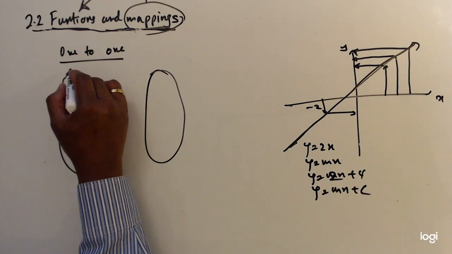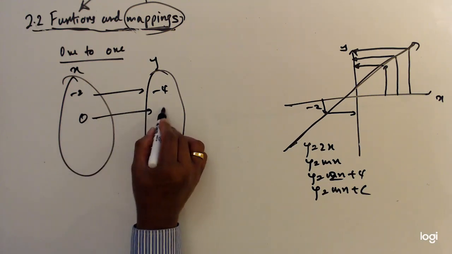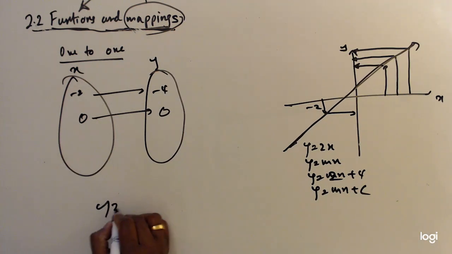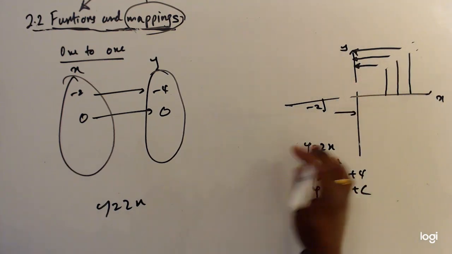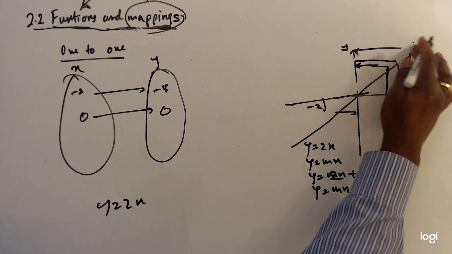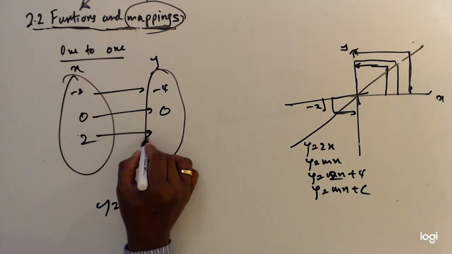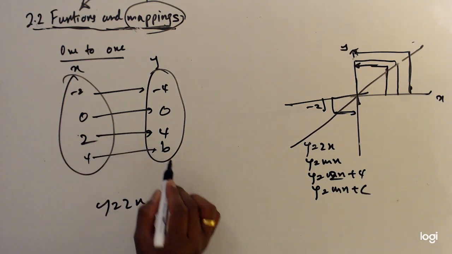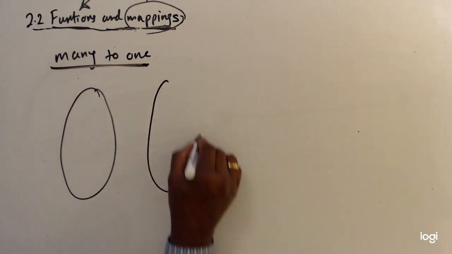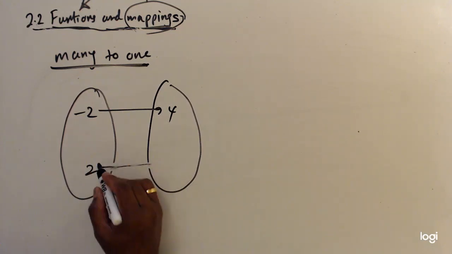X equals minus 2, y equals minus 4. X equals 0, y equals 0. According to this, y equals 2x goes in this way. And x equals 2, then the y value is 4, and it is 6, one to one. Many to one: when you put minus 2, you will get 4, and when you put 2, you will get 4 again.